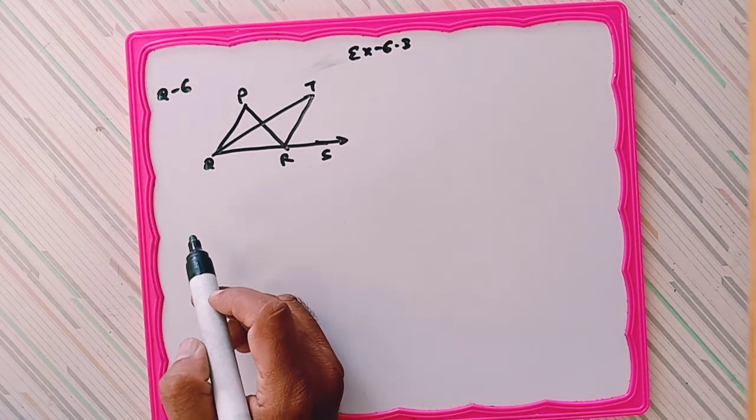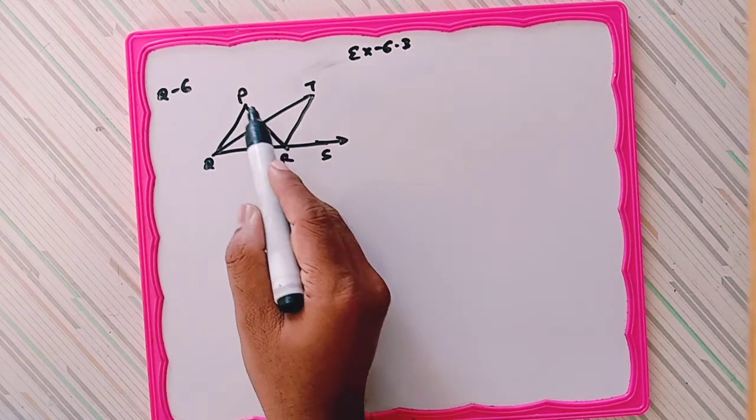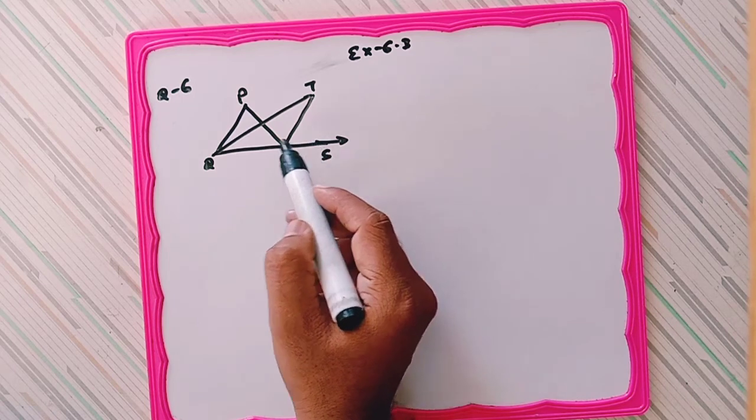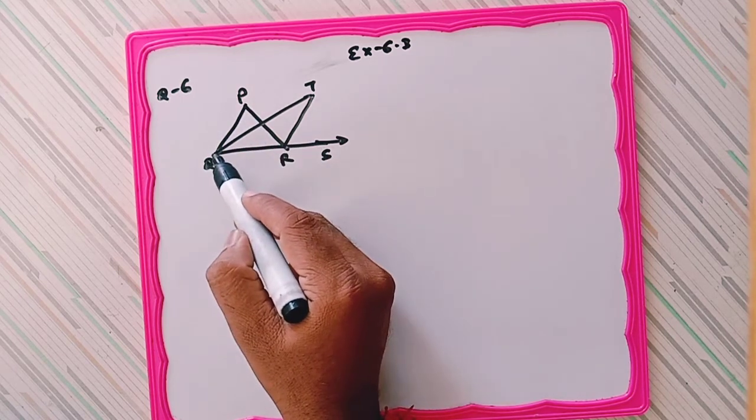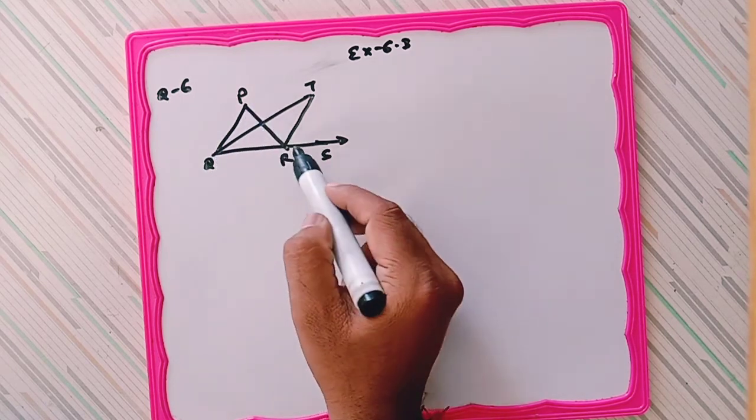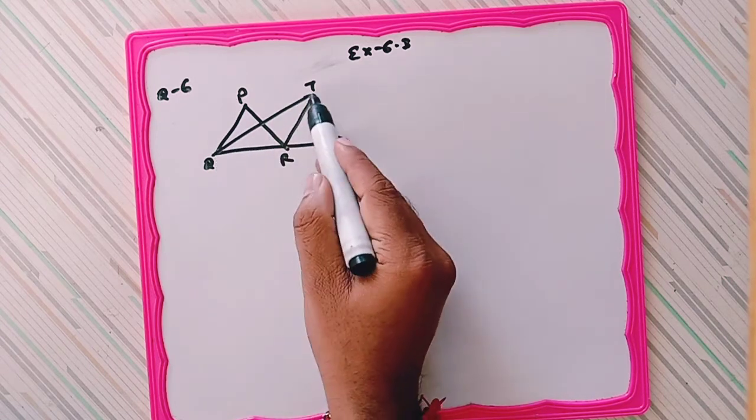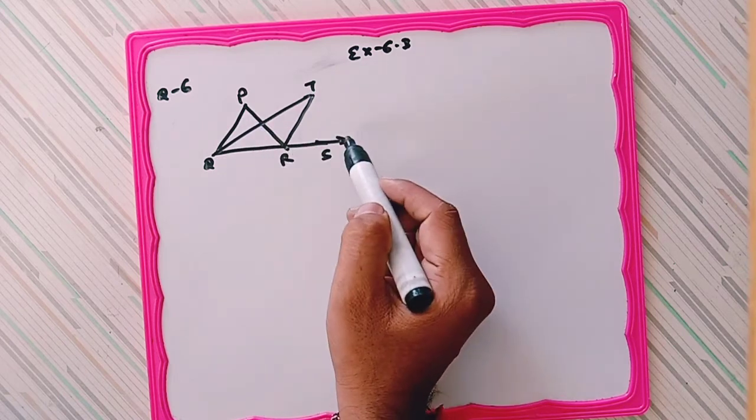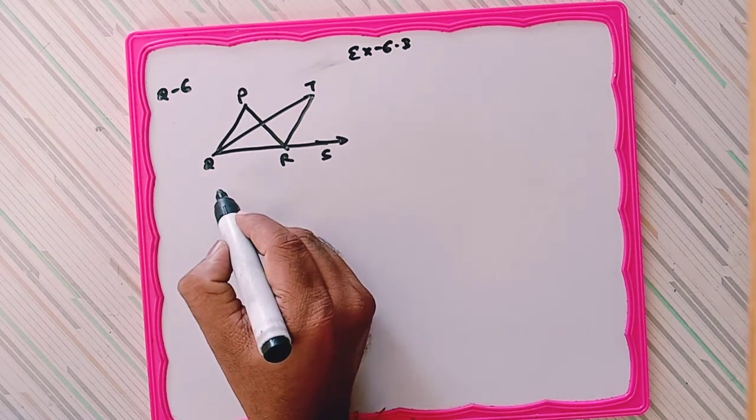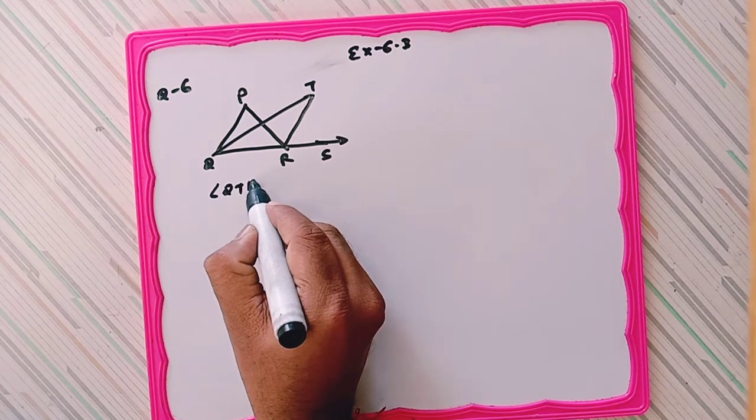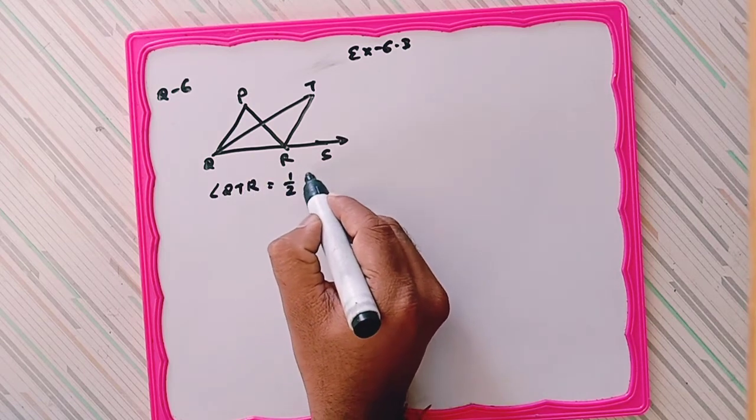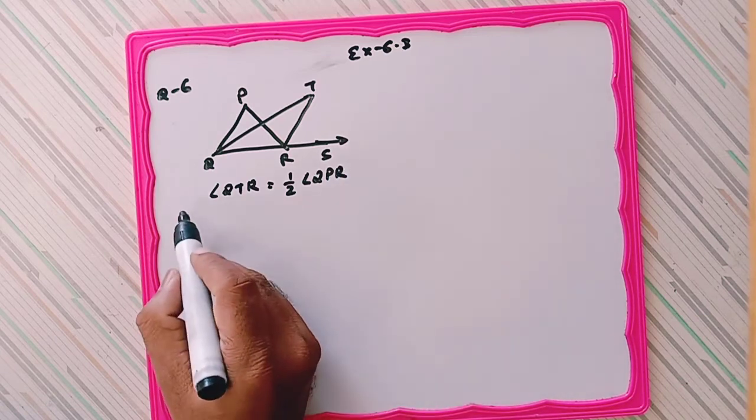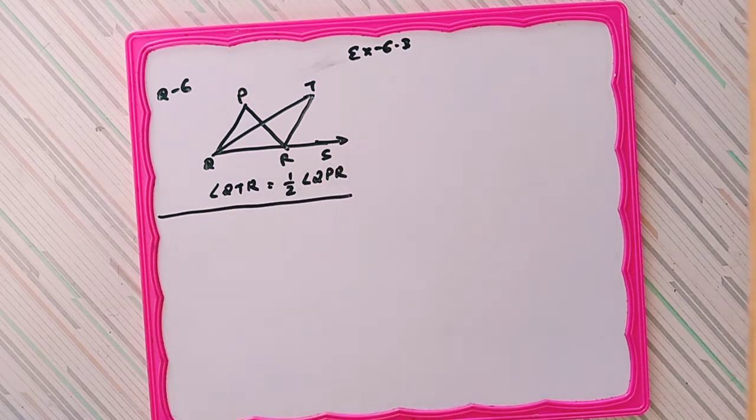Next, question 6 is there. The side QR of triangle PQR is produced to S. The bisectors of angles PQR and PRS intersect at T, meaning QT and RT are bisectors of angle PQR and PRS respectively. Then prove that angle QTR equals half of angle QPR.